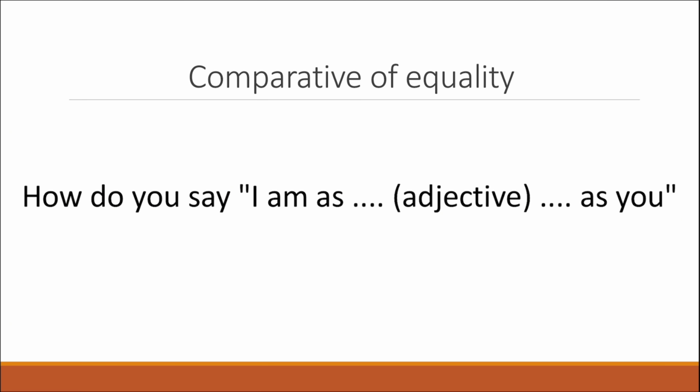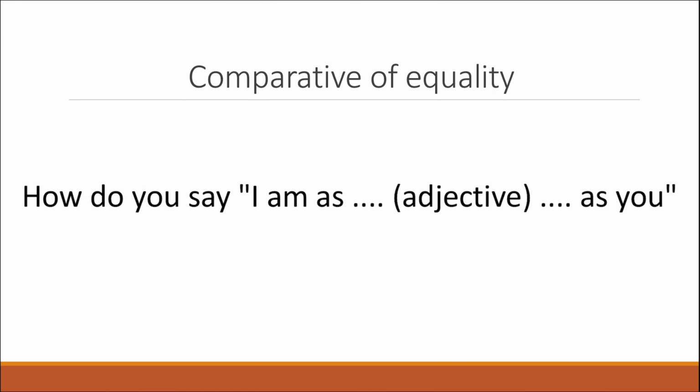Now, before ending the video, we should also discuss the comparative of equality. What we just talked about was not a simple comparative, but mainly a comparative of majority. We would say that someone has more of a quality than someone else. Someone is taller than someone else. Someone is smarter than someone else. Sometimes, while making a comparison, we wouldn't necessarily like to say that someone is smaller or taller than someone else, but for example, that they are as small or as tall.